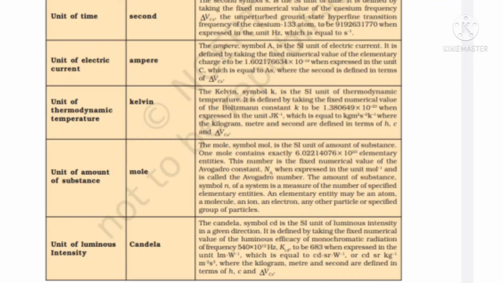Luminous intensity. The base unit of luminous intensity is candela. Candela is defined as the luminous intensity of 1 by 6 lakhs of a square meter of a radiating cavity at the freezing temperature of platinum, 2042 Kelvin.